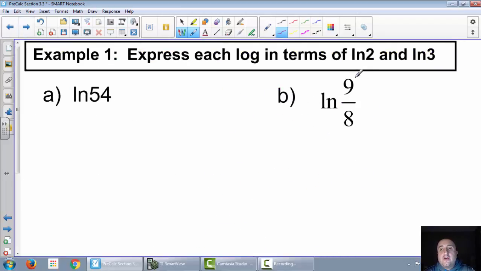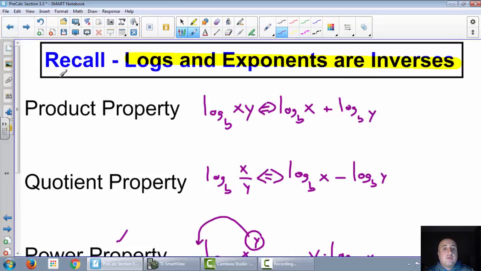All right, so let's do B. We'll save A for later. It says ln of 3 divided by 8. Well, what does divide mean? Quotient means you can subtract the top minus the bottom. So that's what we'll start off with.